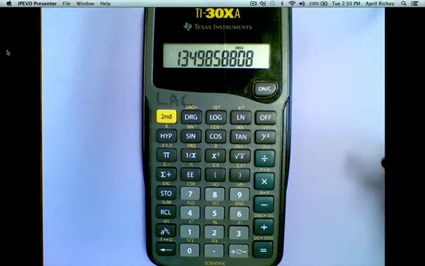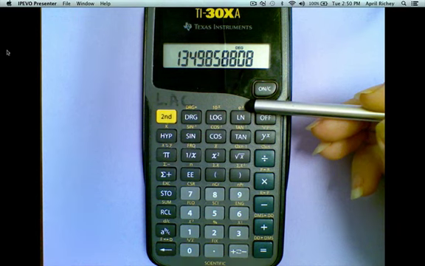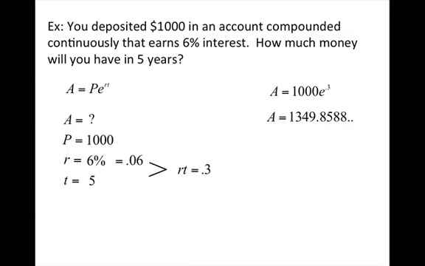And this gives us 1,349.8588, and that decimal continues on. So whenever you're using the e's, always use the e button on your calculator. Don't use the 2.72. I just did that first so we would know what to expect our calculator to give us. When we raised e to the 0.3 power and multiplied it by 1,000, we got 1,349.8588, and that decimal continued on.